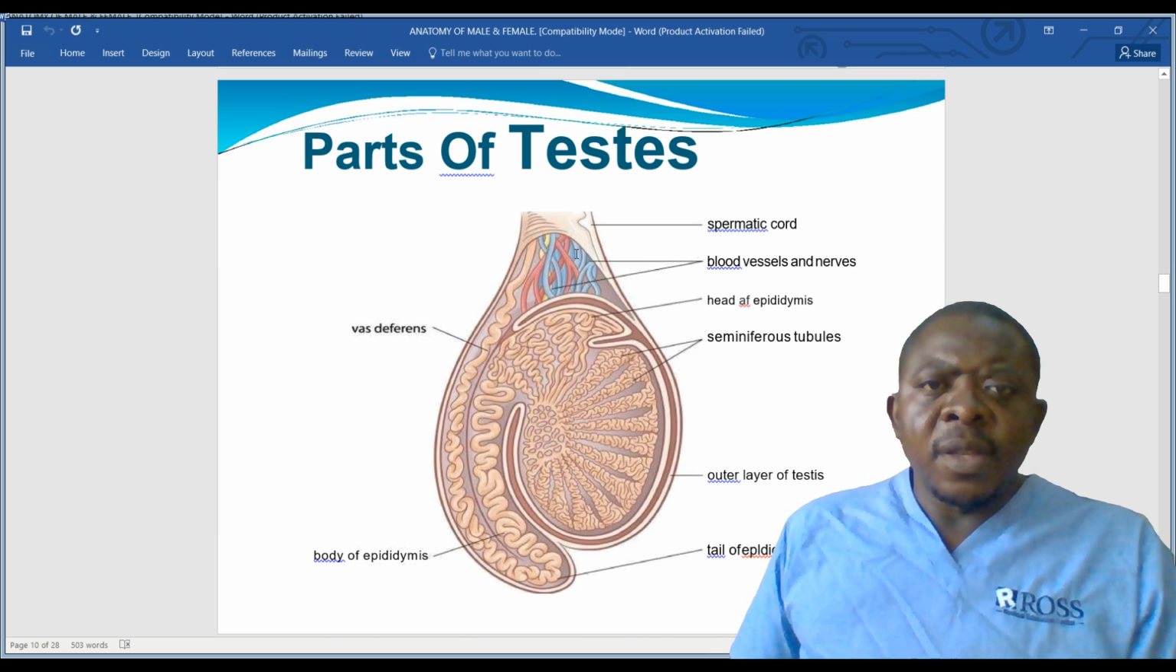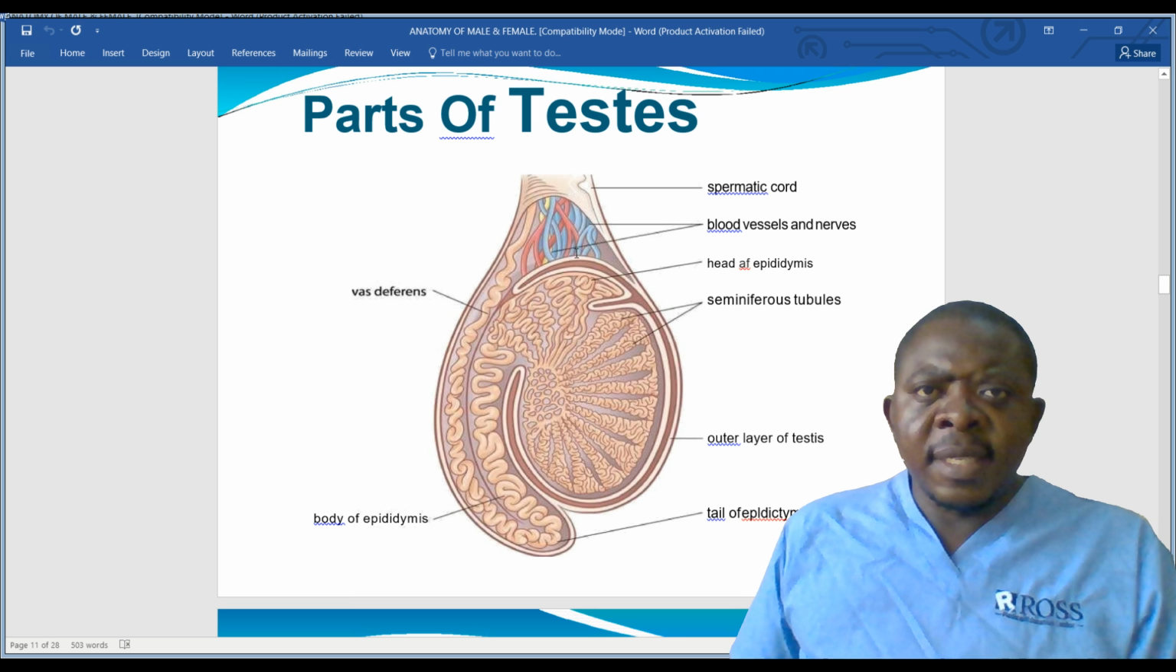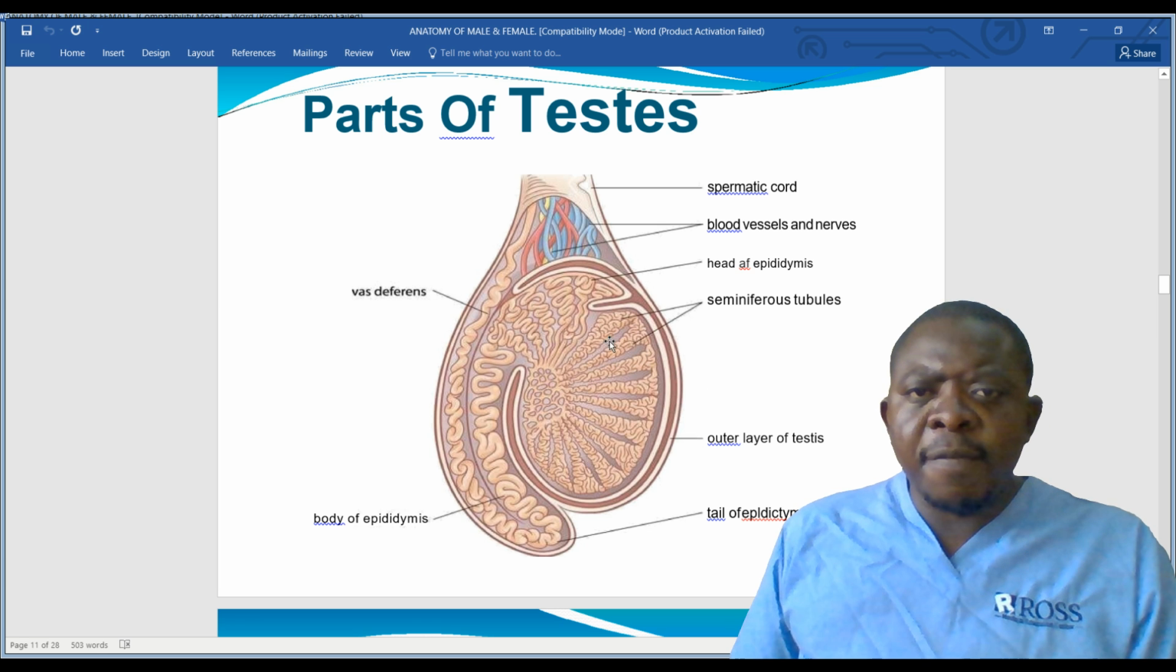Parts of the testes. When talking about parts of the testes, we have the outer layer of the testes, and then inside we have the seminiferous tubules. Then we have the head of epididymis. Then we have blood vessels and nerves that supply the testes, and then they are surrounded by a spermatic cord.